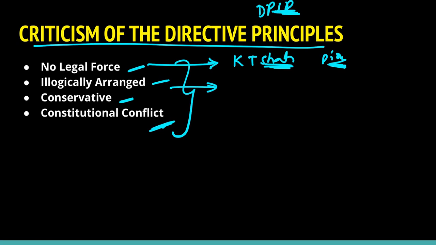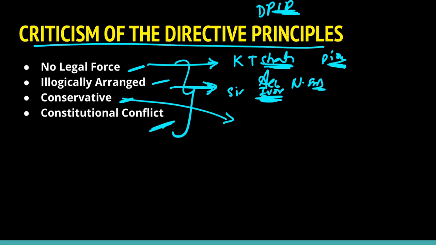Illogically arranged. Critics state that the directives are not arranged in a logical manner based on a consistent philosophy. According to N. Srinivasan, the directives are neither properly classified nor logically arranged. The declaration mixes up the relatively unimportant issues with the most vital economic and social questions. In this regard, Sir Ivor Jennings too pointed out that these principles have no consistent philosophy.